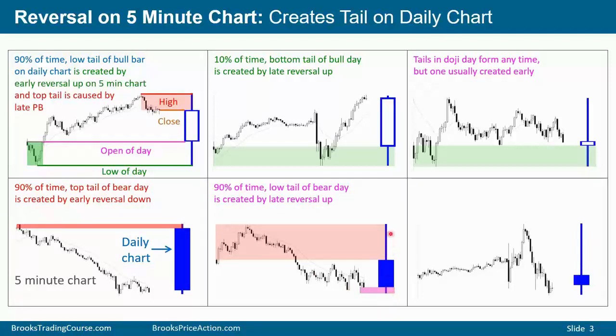And 90% of the day, bear day here, that little tail on the bottom is caused by a little reversal up at the end of the day. We reversed up and sold off, but closed above the open.